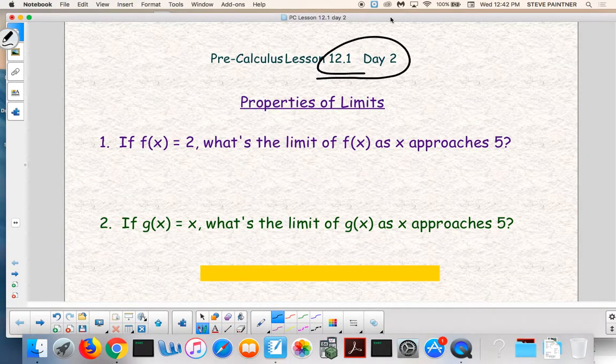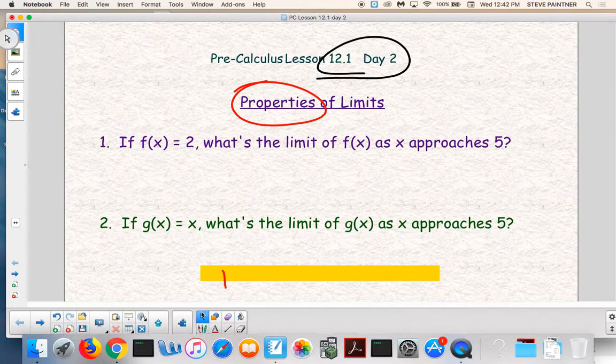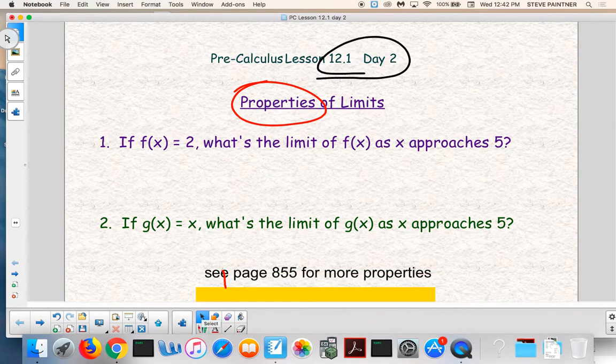Okay, so day 2 of 12.1 starts out by talking about properties of limits. Now there are many properties and I didn't want to put them all down, so what I said to you was, see page 855 for more properties. You will want to read them because it gives you an idea, oh, I can just do that and get the limit. Yep, you can. But let's just go over a couple of easy ones.